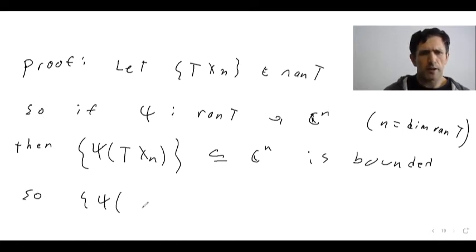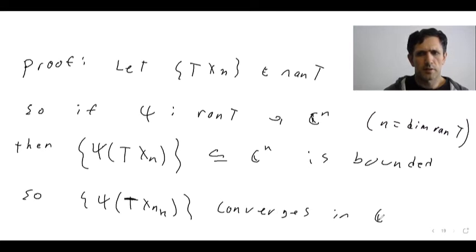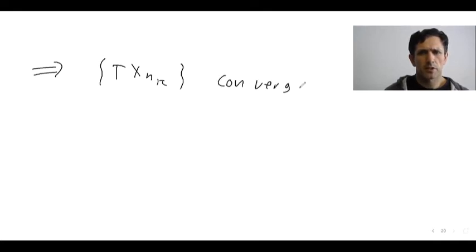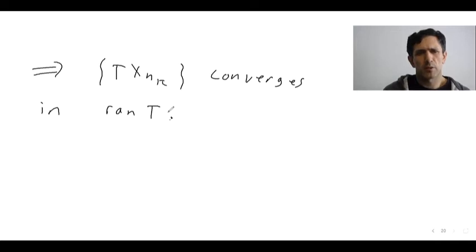So by the Bolzano-Weierstrass theorem, we can pick a convergent subsequence. This converges in C^n, which implies that Txn_k converges, in particular, in the range of T. Okay? And in particular, it converges to something. We really don't even care that it converges to something in the range of T. We just really care that it converges in Y.